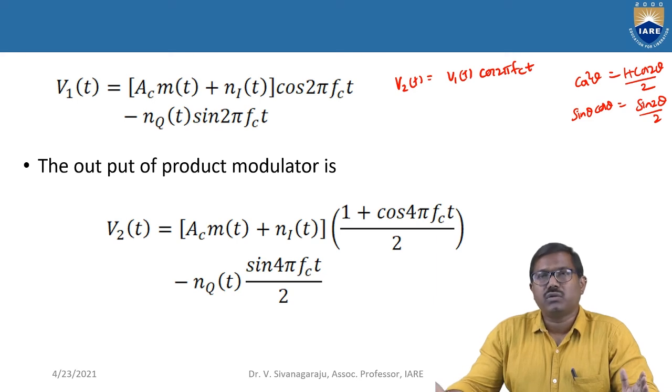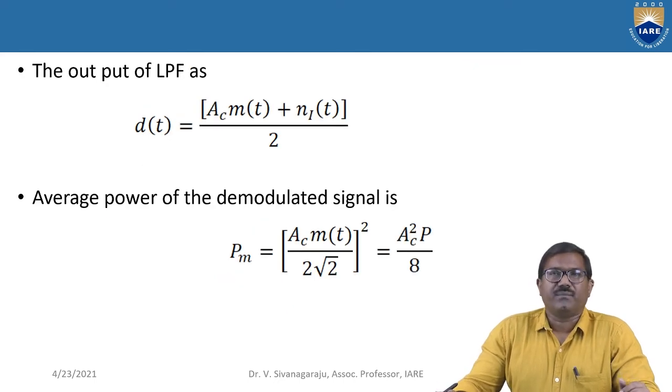This V2 of t is going to be applied to the LPF, the low pass filter. So the output of the low pass filter is d(t), which is equal to [A_c m(t) + N_i(t)] by 2. Our concentration is the message signal, not the noise. So the average power of the demodulated signal is A_c m(t) divided by 2 root 2. A_c by root 2 is coming, and in the denominator we already have 2. So when you square, 2 squared is 4, in the denominator 4 into 2 gets 8, and A_c square and m square of t gives P, the power of the message signal.